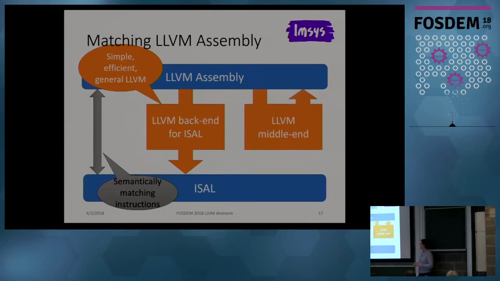Also, of course, LLVM assembly code can be optimized using the LLVM middle end. And we are very happy with that because we have direct use of those general LLVM assembly level optimizations, because our backend will not modify much on the semantics of the code. So we benefit directly from the optimizations. And also, since the ISA-L instructions are matching the LLVM assembly instructions, we don't need to do much more target-specific magic in the backend.